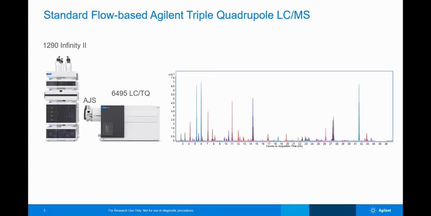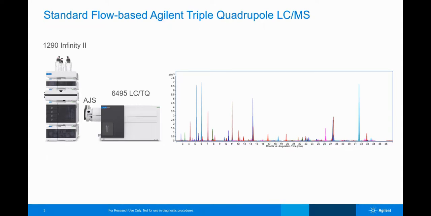So this is a standard flow LC triple quad. It has a superior analytical sensitivity and is very robust and reproducible. So it has been well accepted by the market for targeted peptide quantification. Here on the right is an example of MRM chromatogram from 99 targeted peptides using this platform.